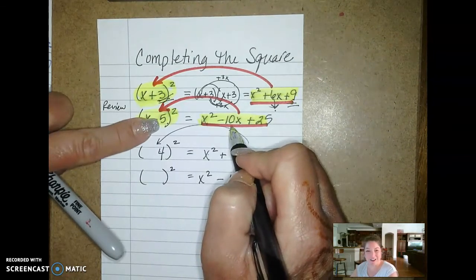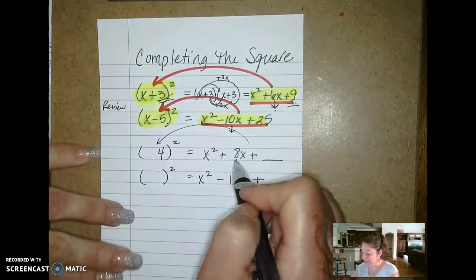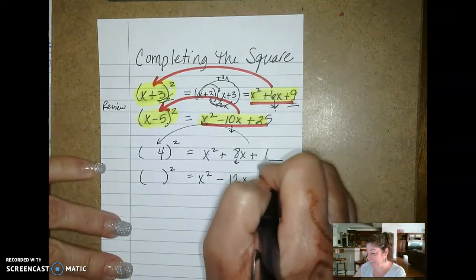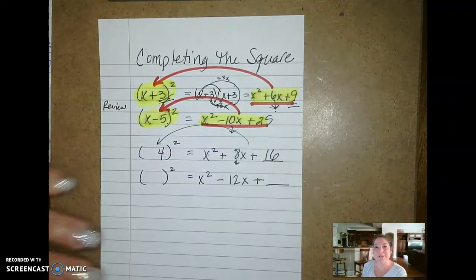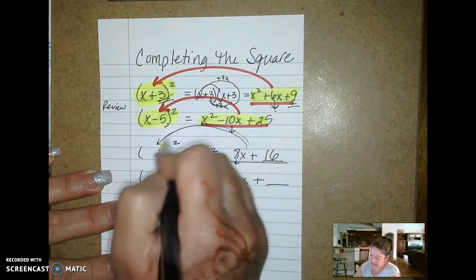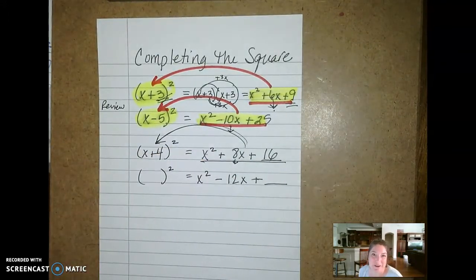Half of 10 is 5. What is 5 squared? 25. What is half of 8? 4, and what is 4 squared? 16. So I'm going to add a 16 to that trinomial. And then all of this is going to be written as x plus 4 squared.